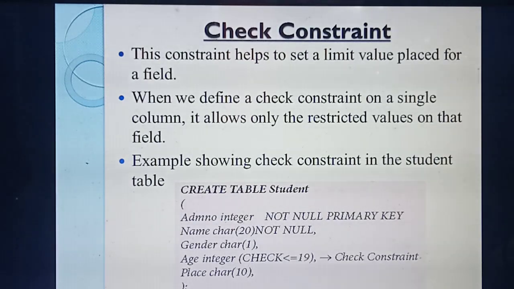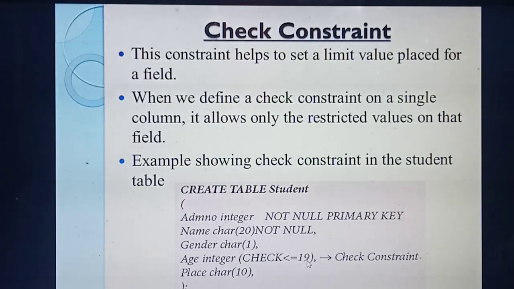Okay, so the best example, the last default constraint example, the same example: a person is eligible for voting if they have age above 18. Here also they have given, listen. The same student table, they are giving admission number as integer, not null, primary key. Listen, age integer check less than or equal to 19. So here the condition means that you are entering the student detail, but the student details need to satisfy the age less than or equal to 19.